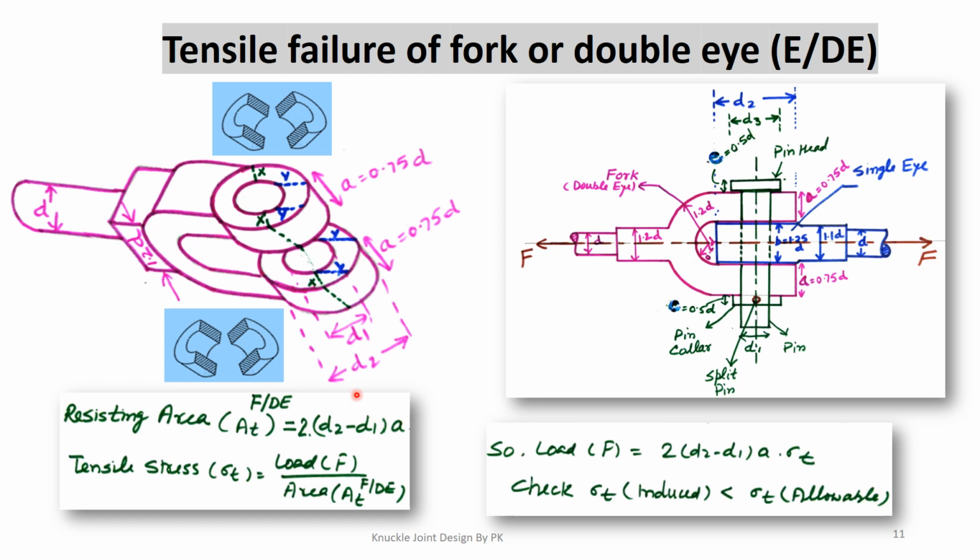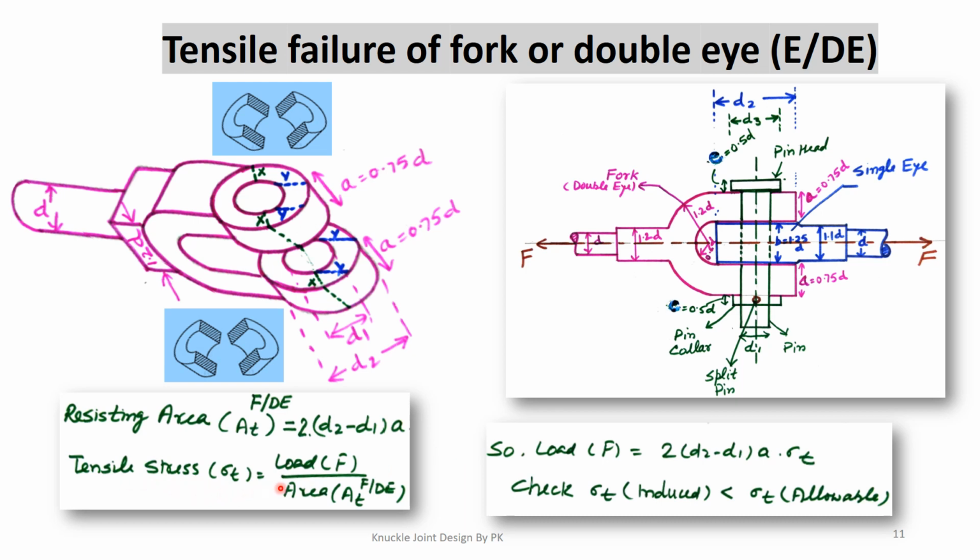(d2 minus d1) into a is the resisting area on a single eye, because this outer diameter is d2 and this inner diameter is d1, and this side portion, d2 minus d1, is the thickness here, multiplied by a basically. We multiplied by 2 because there are two resisting areas, one on the upper eye as well as on the lower eye.